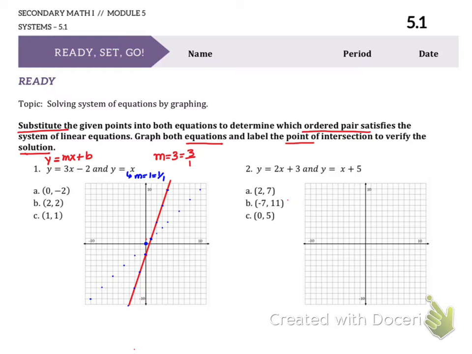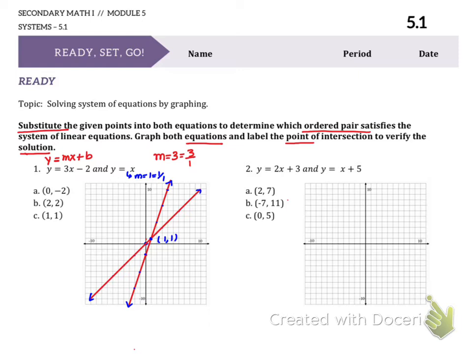So you can always create another line here. I'm going to draw another line to see. Alright, so that's my other line, and once a line is drawn, you need to make sure to draw an arrow. When I look at it, the point of intersection is this one, and the point is actually (1, 1). So by graphing, the solution is (1, 1).